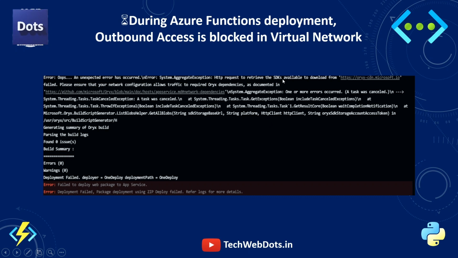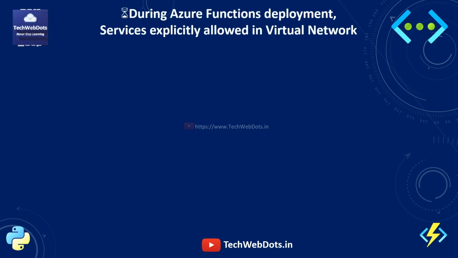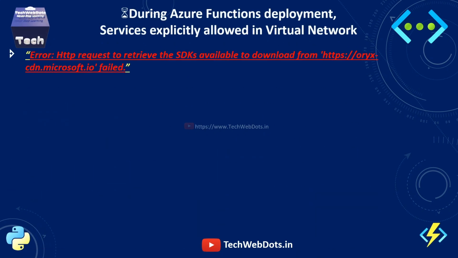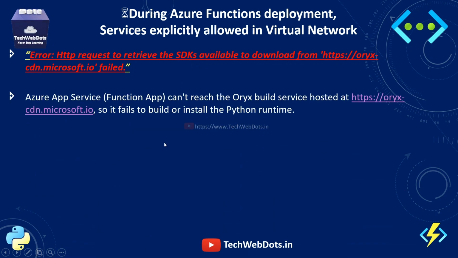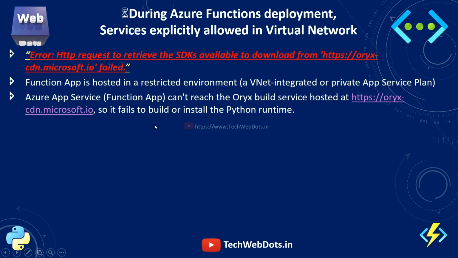So we discussed the SDK availability but failed to download. What does it mean? During Azure function deployment, some services must be explicitly allowed in the virtual network, and only then will your build be successful. Otherwise, we will see this error: HTTP request to retrieve SDK available to download from Oryx CDN has failed. It means your app service, or your function app which is based on app service, can't reach the Oryx build service, which is hosted on oryx-cdn.microsoft.io. So it fails to build or install the Python runtime.